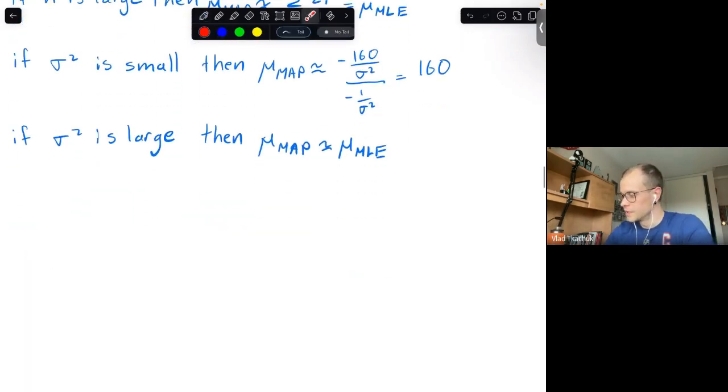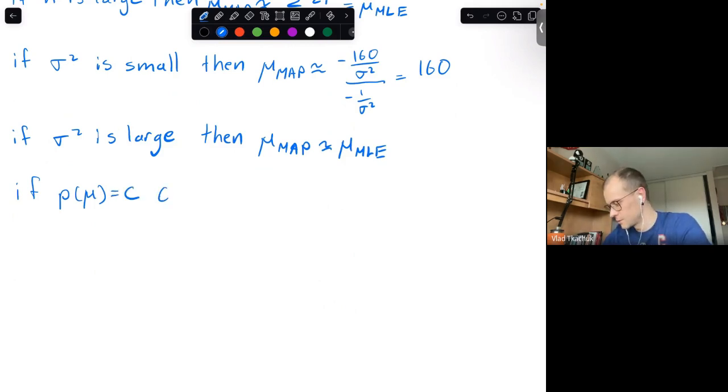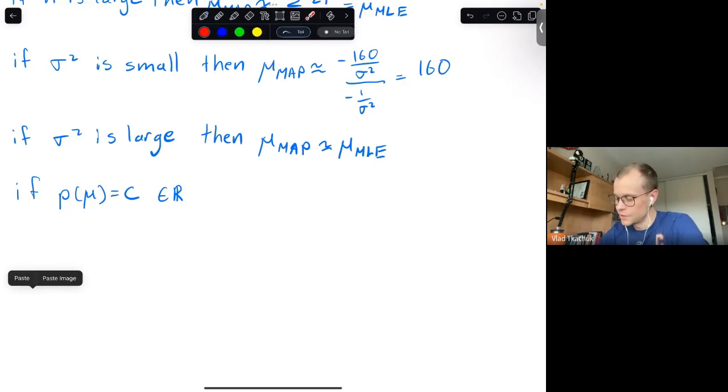And you can think of this, and this is really important, you can think of this variance here being really, really large as the same thing as if the PDF of mu is approximately a constant. So it means that for any value of mu, you have the same amount of density.